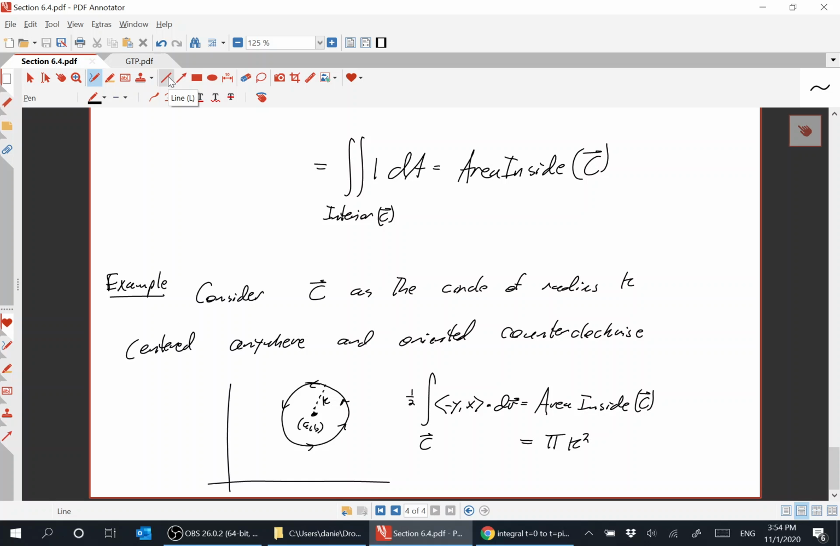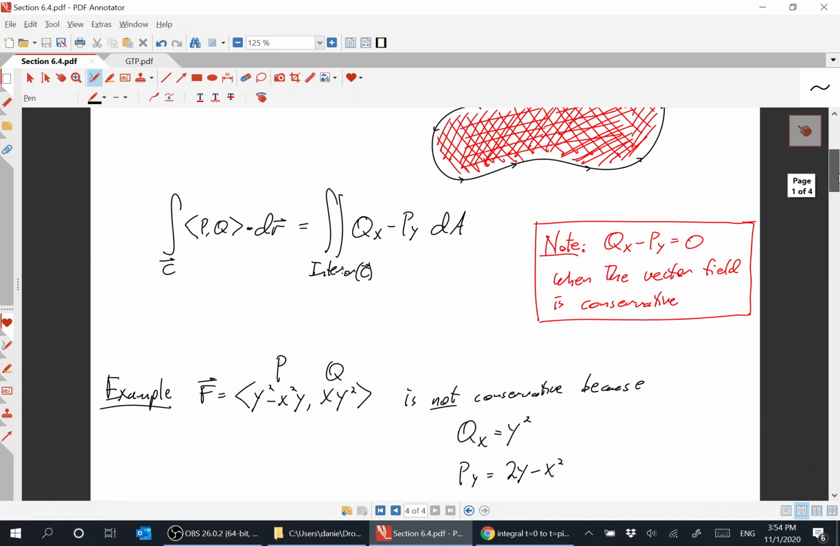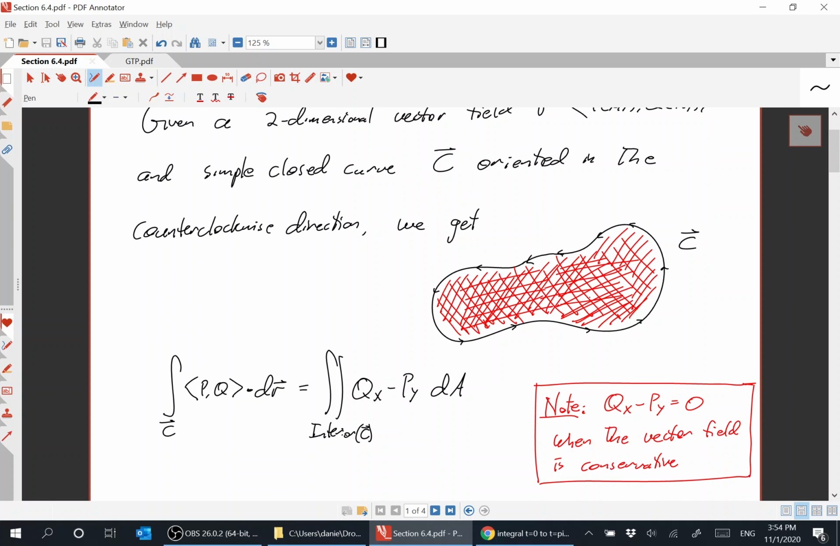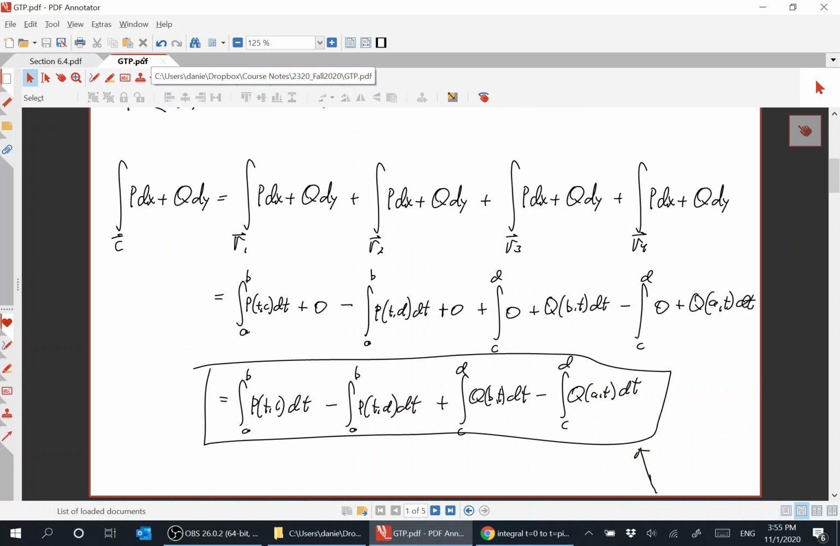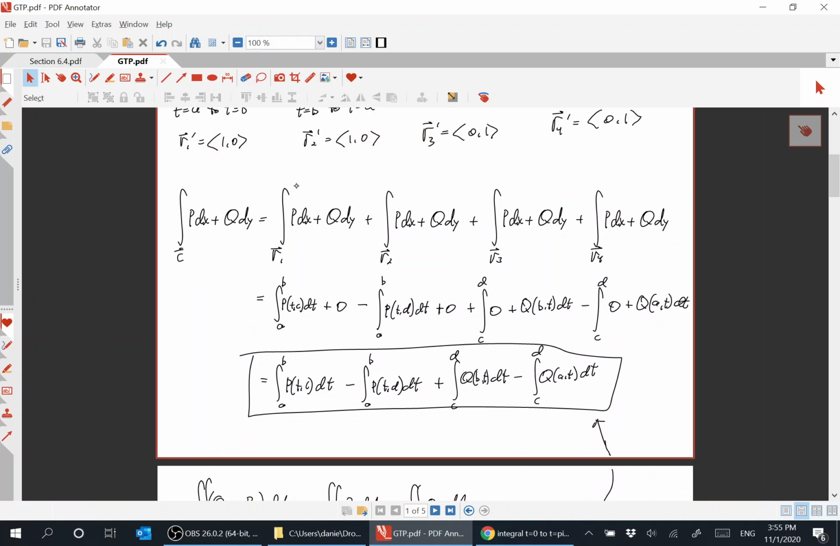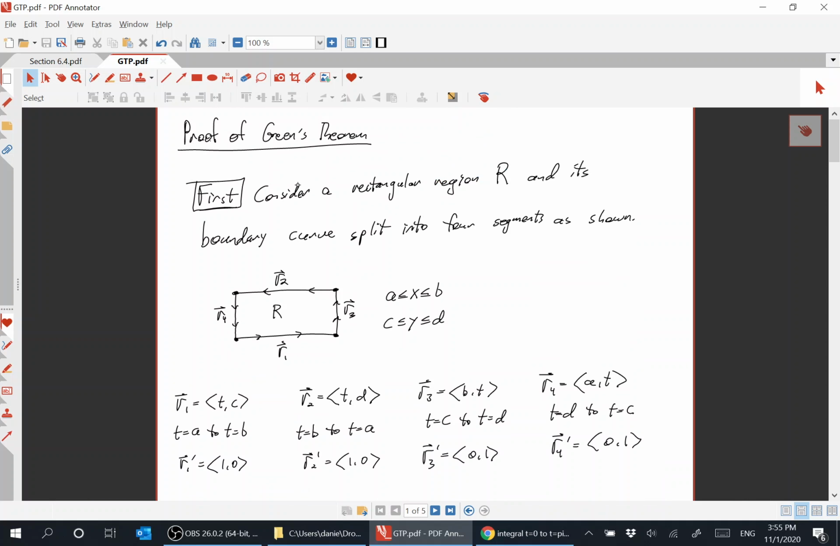To finish out the section, I would like to go over the proof of Green's theorem. So, Green's theorem, again, is that the line integral, the vector line integral over the closed curve C is equal to the double integral over the interior of C, qx minus py dA. So the proof is long, but it's conceptually very interesting, and I wrote it out already so that we can go through it a little bit more quickly.